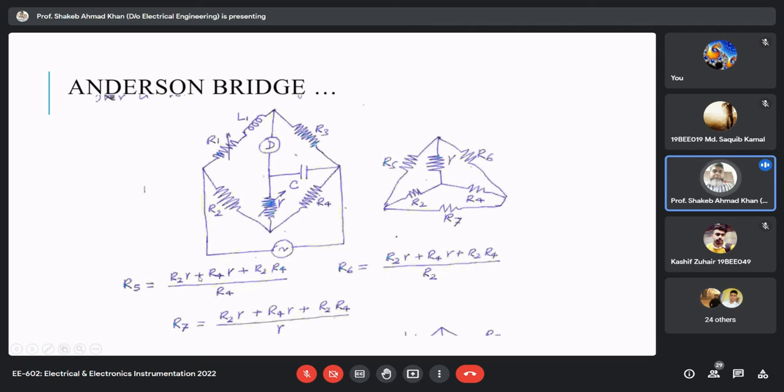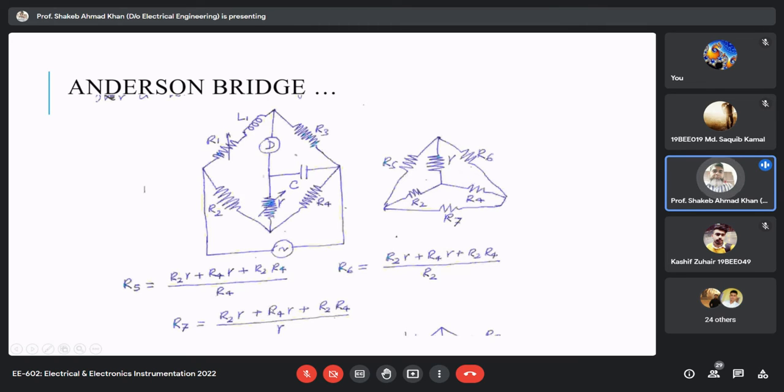And this is the formula: R5 is equal to the multiplication R into R4, R4 into R2, R2 into R4, divided by the farthest one, R4. Similarly, R6 is the same expression divided by R2, and in this case R7 is divided by small r.